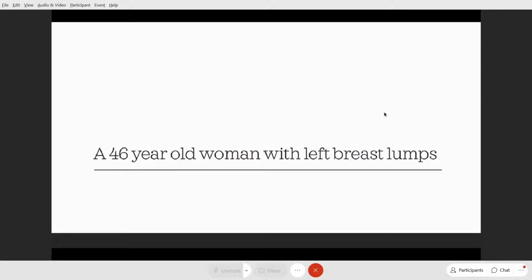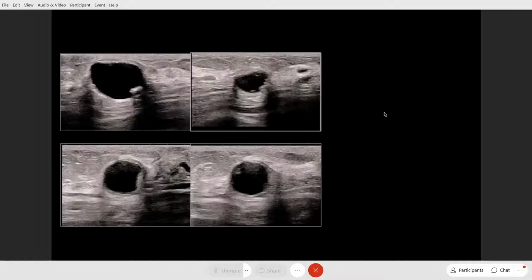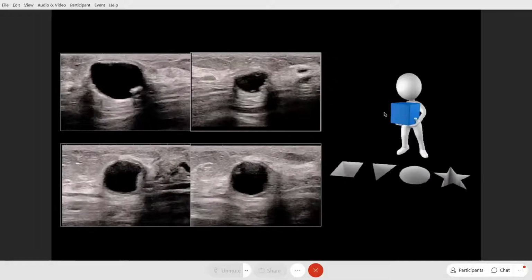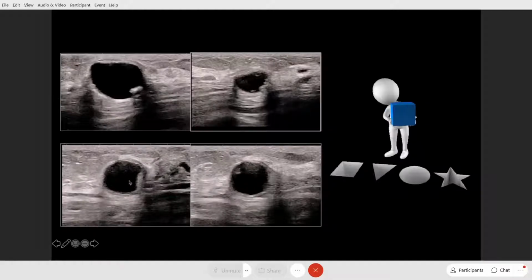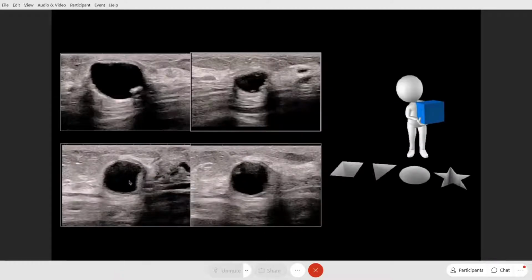Now we have seen all the advantages where ultrasound plays a key role, but it is also equally important to know the limitations of our modality. So this is one such case, which is a 46-year-old woman with a left breast lump. There are so many cystic lesions. You know that ultrasound is the best modality to assess a cystic lesion. So where will you put it? Is it a simple cyst or is it a complicated cyst? Because you see some nodularity and thickening, are we going to call it a complex solid cystic mass? So where do we really fit this type of cyst?